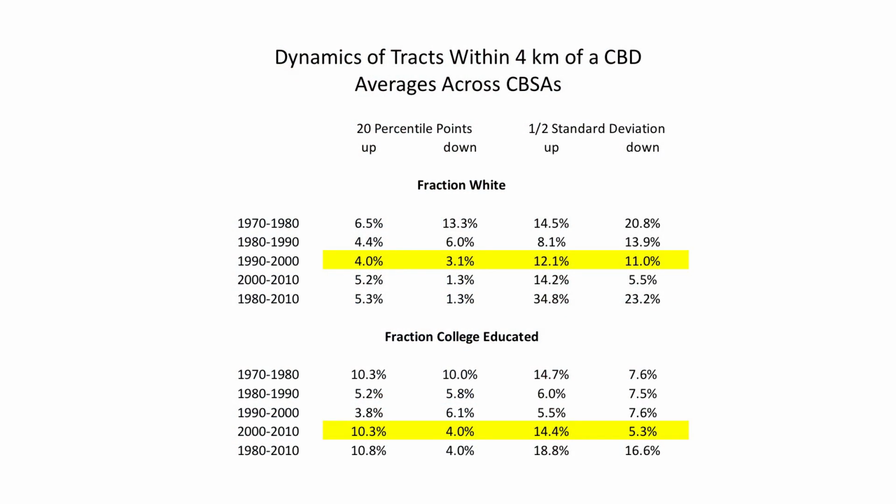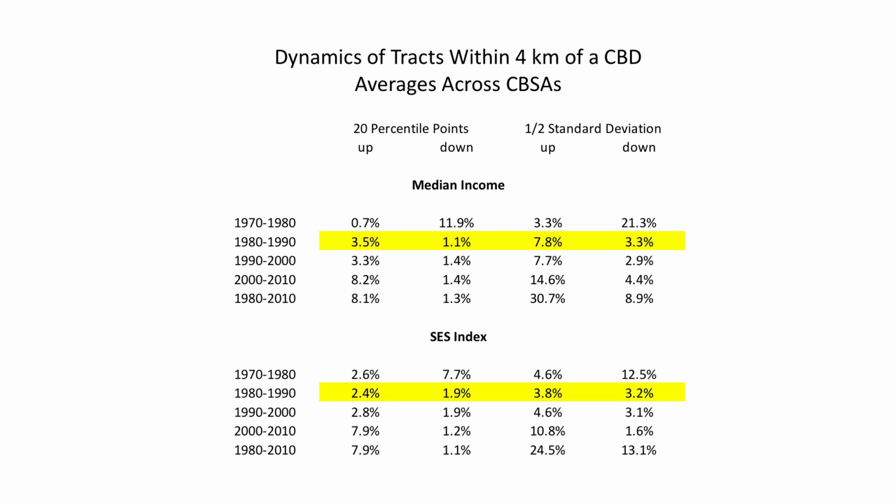Okay. And this is not just in terms of means, it also is about the whole distributions. So if we look at, say, fraction white and ask what fraction of census tracts within 4 kilometers of CBDs went up 20 percentile points in the distribution versus down 20 percentile points, or up half a standard deviation or down half a standard deviation, you see this turnaround in the 90s in fraction white, turnaround after 2000 in fraction college educated, turnaround in the 80s in median income, and if you put them all in an equally weighted z-score, you see this turnaround that starts in the 80s.